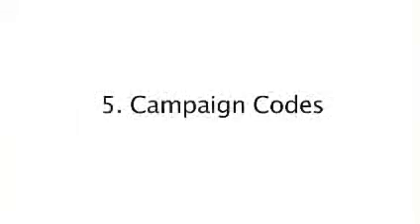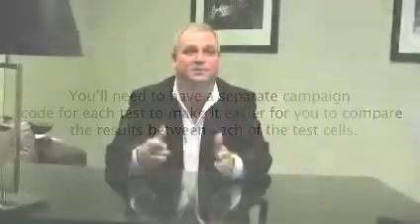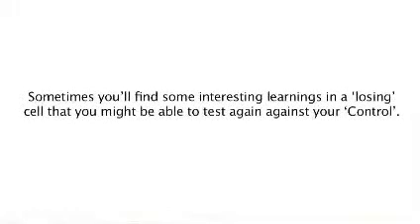Number 5, campaign codes. Whenever you test any element within your campaigns, be sure you assign a separate campaign code every time. You need to have a separate campaign code for each test to make it easier for you to compare the results between each of the test cells. You want to be able to compare each test on a head-to-head basis. Now, comparing the results this way will usually take any emotional bias out of your consideration, and sometimes you'll find some interesting learnings in a losing cell that you might be able to test again against your control.